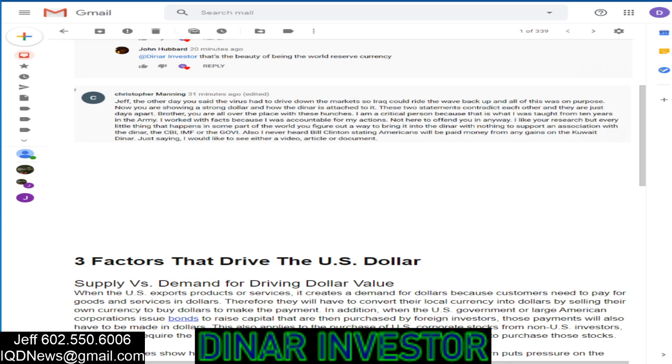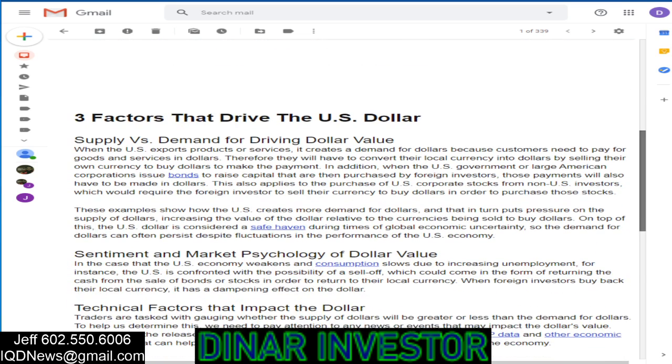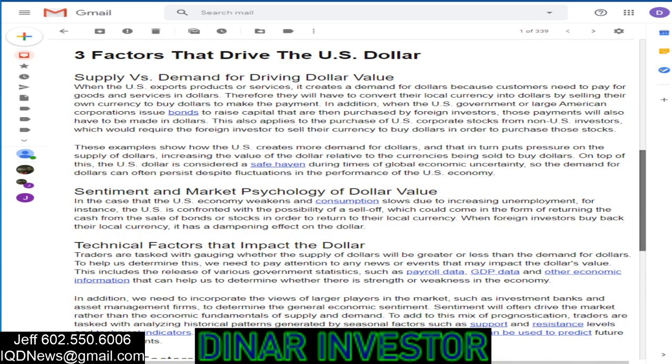So anyway, let's get into the real, true economics on this, guys. Let's see what the driving factors are for the US dollar. Here are three factors that drive the US dollar. First one, guys, is supply and demand. When the US exports products and services, it creates demand for the dollar because customers need to pay for goods. So remember, guys, Obama kept the value of the US dollar really high. That actually weakened the US economy.